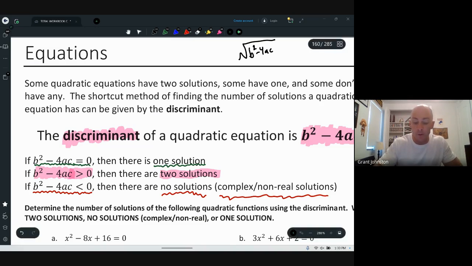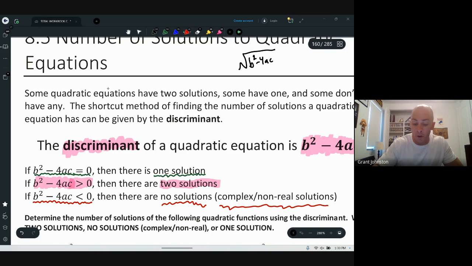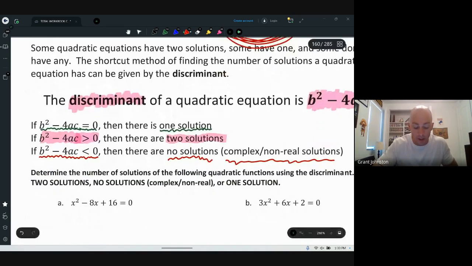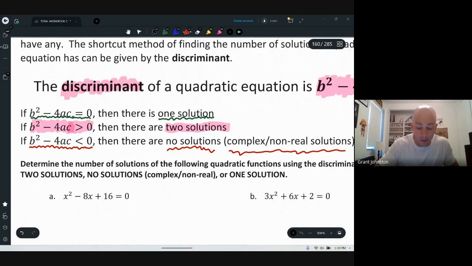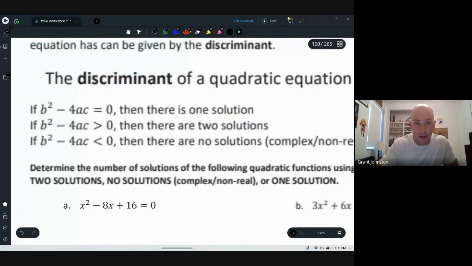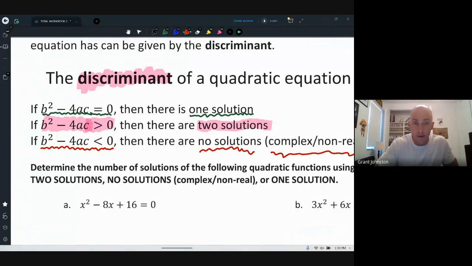So again, what this really comes down to is that square root part in the quadratic formula, and we call this the discriminant. So basically, if b squared minus 4ac equals 0, there's one solution. If b squared minus 4ac is greater than 0, there's two solutions. If b squared minus 4ac is less than 0, there aren't going to be any solutions. So let's just stick to this format, to these notes, as we do these, okay?